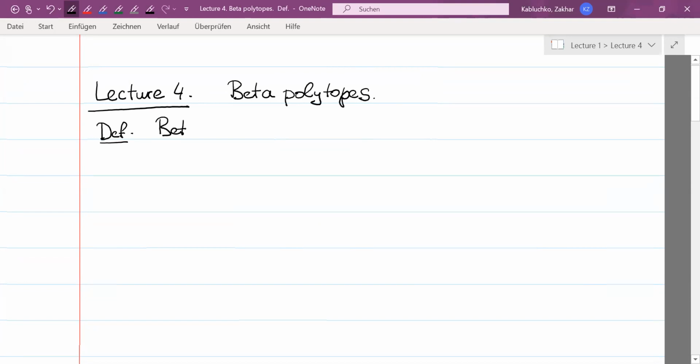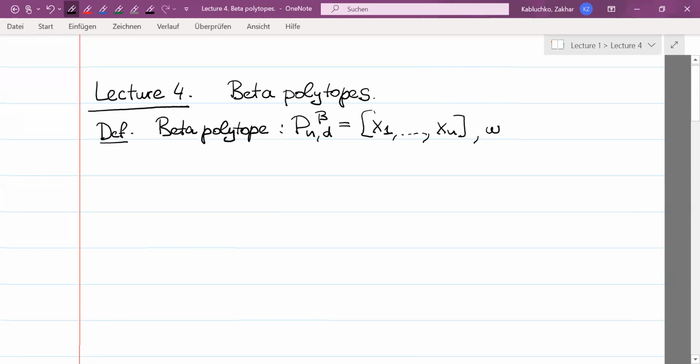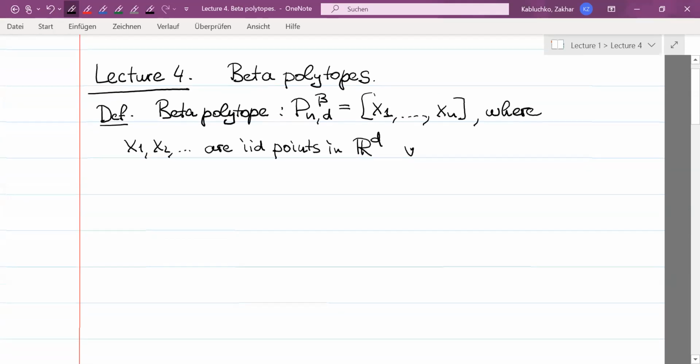A beta polytope is a random polytope which will be denoted by P_{n,d}^β, and it is defined as a convex hull of n points x_1, ..., x_n, where x_1, x_2, and so on are IID random points in the d-dimensional space. So n points in the d-dimensional space, and they have a density which is a d-dimensional version of the beta distribution, namely f_{d,β}(x).